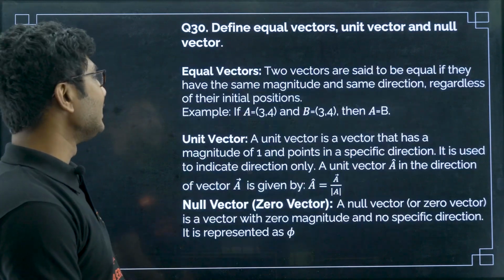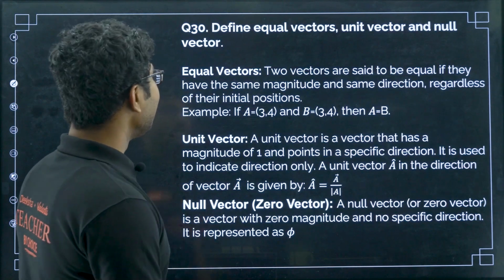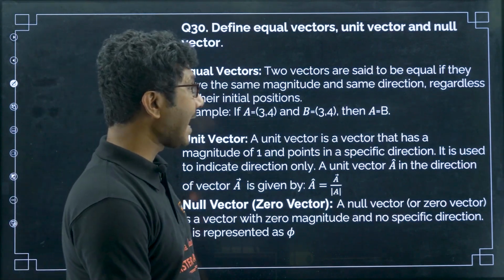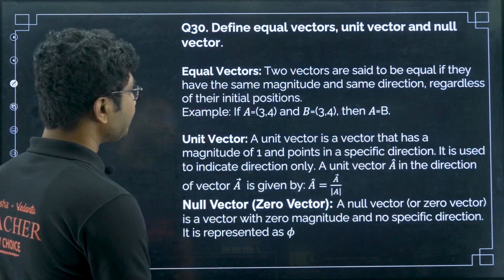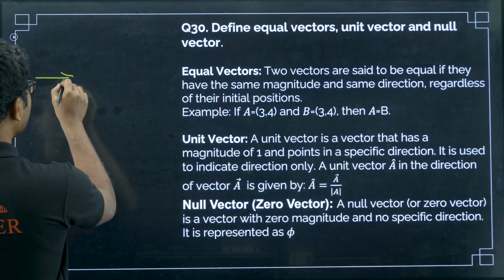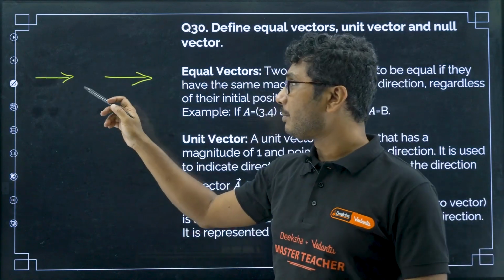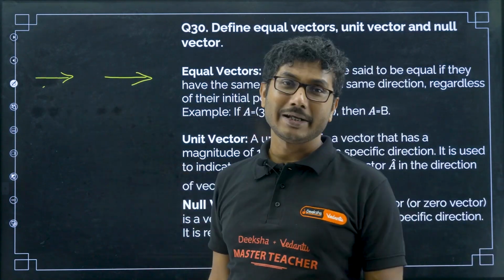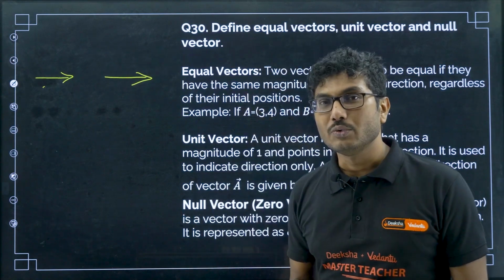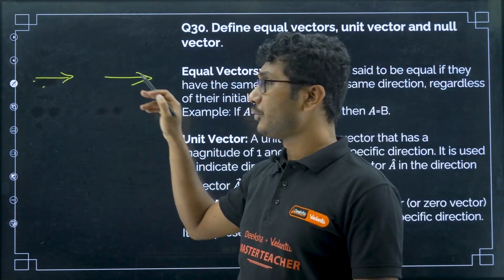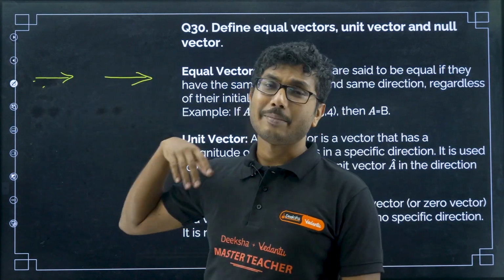Now, next question: define equal vectors, unit vector and null vector. Let us see what an equal vector is. Two vectors are said to be equal if they have the same magnitude and same direction, regardless of their initial positions. Equal vectors can be at different positions, but they have to have the same magnitude as well as the same direction, then only they are called equal vectors.